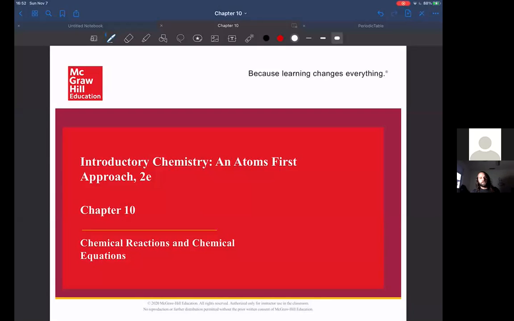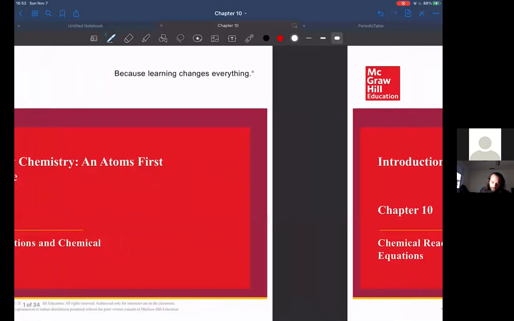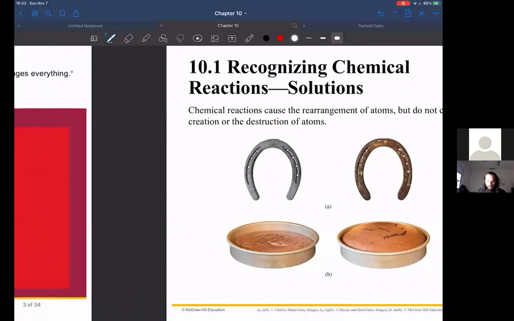All right, hello everyone. So we are going to get into chapter 10 now, which is actually our first bit of chemistry that we're talking about, meaning chemical reactions. Up until this point, we've been learning a lot of background information that we need in order to talk about chemical reactions. This is our first time that we're going to see chemical reactions, right? So first, just an introduction to chemical reactions.